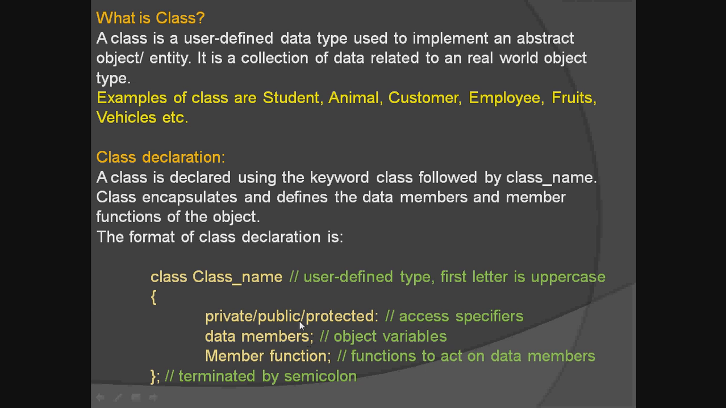In the class declaration you will see these access specifiers: private, public, protected. We use three types of access specifiers followed by a colon. This we shall see later on, all right? Based on this, the access of data members and member functions can be decided, whether it will be private or public or protected. The data members are the variables for the object, and the member functions are the functions that act on the data members. So a class declaration looks like this, and then it is terminated by a semicolon.